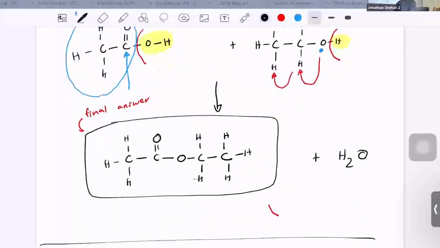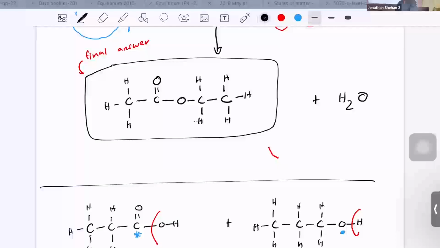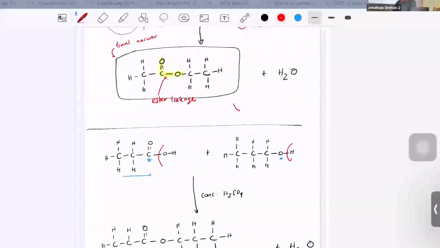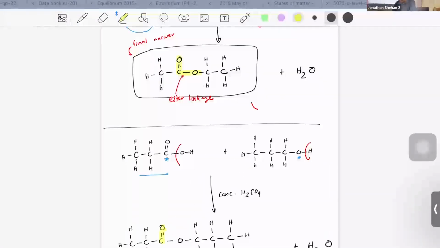Now we can learn how to name this ester. First of all, everyone should understand the ester linkage. The ester linkage is this, where a carbon with a double bond is bonded to an oxygen atom. We call that the ester linkage. There is an ester linkage in any ester, so there's an ester linkage here as well.